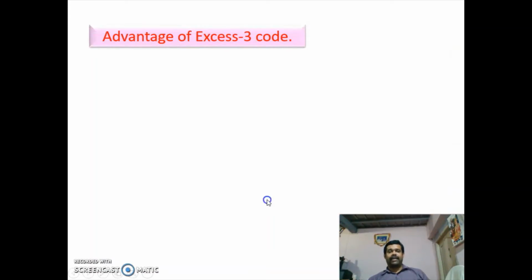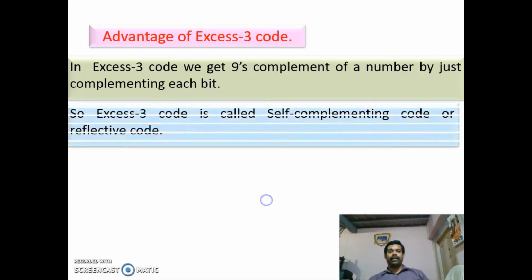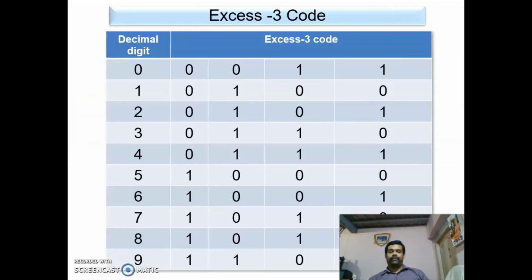Next, the advantage of XS3. In XS3 code, we get the nines complement of a number by just complementing each bit. If you complement each bit of an XS3, then we will get the nines complement of the number. So this XS3 code is called self-complementing code or reflective code. So this is the XS3 code, and the first number itself is 3.